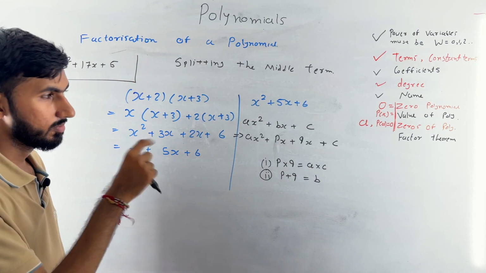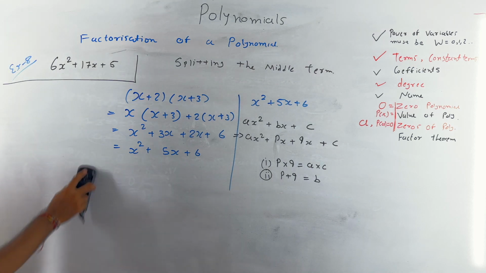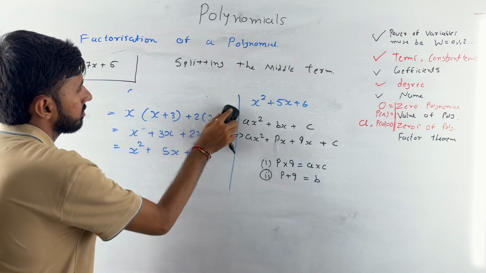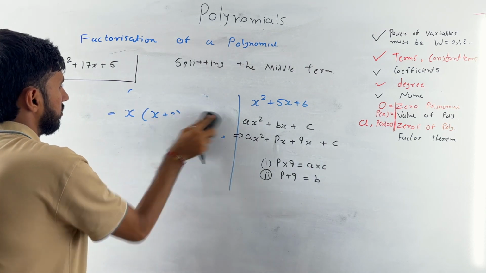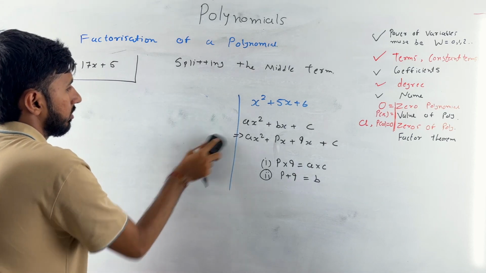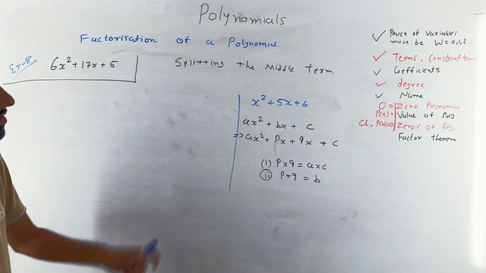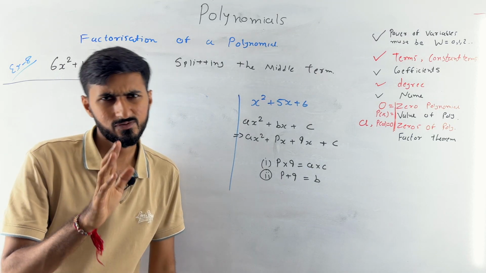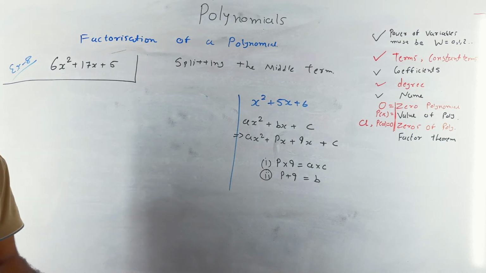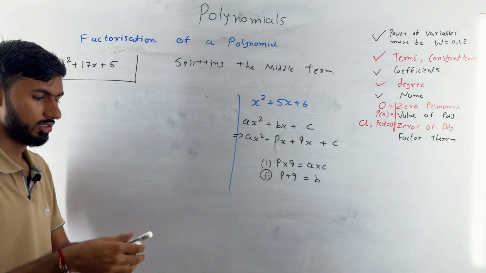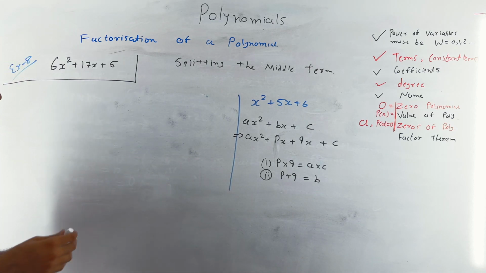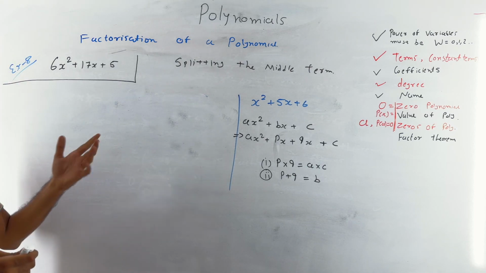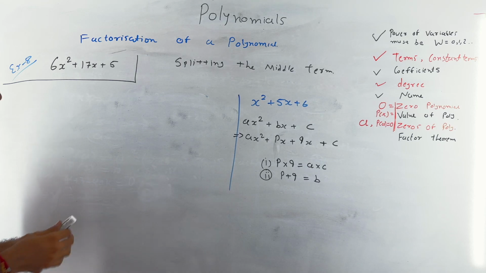We will see it by example, so you get it properly. Let me erase this. To properly understand the splitting the middle term method, you have to do at least 15 or 20 examples, right? You can do it from your Exemplar, which has so many questions. You can use RD Sharma also.